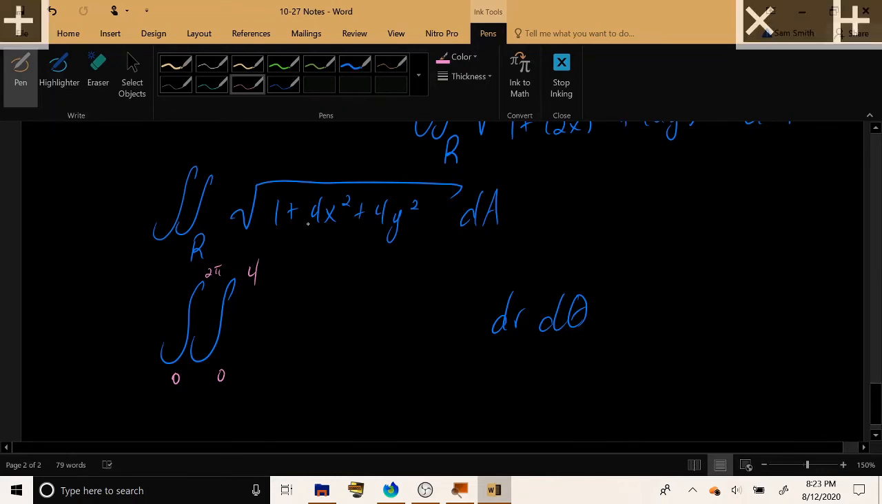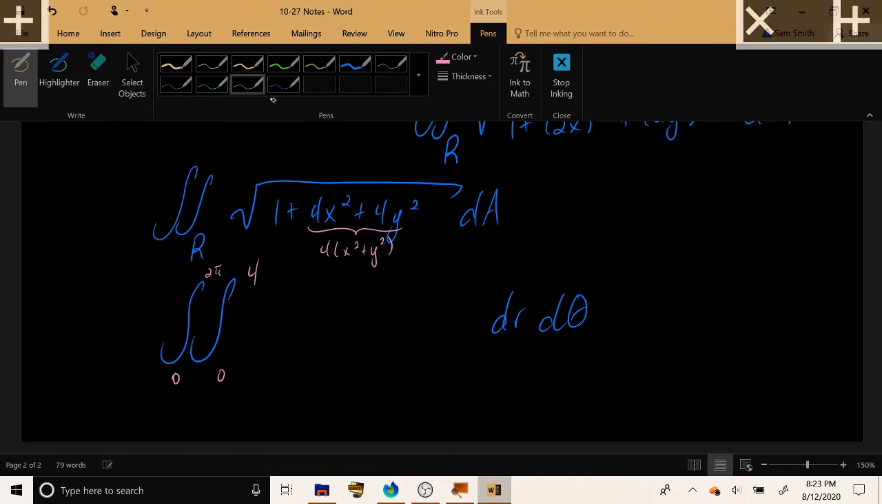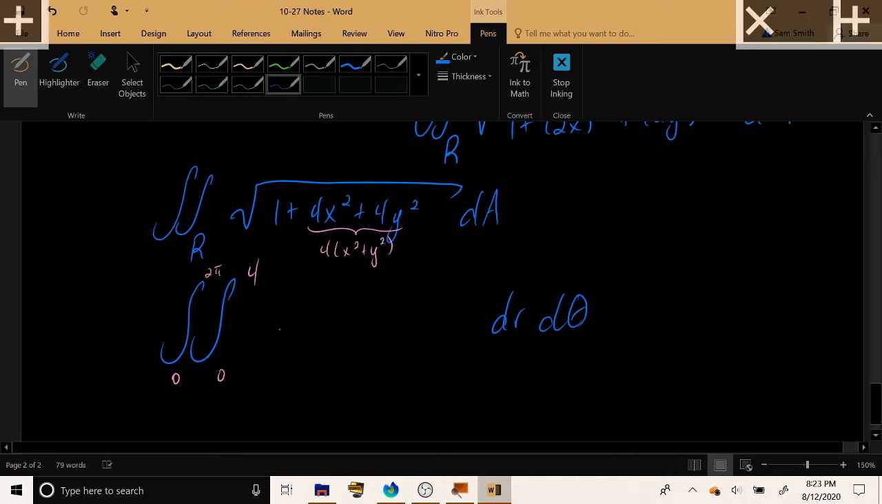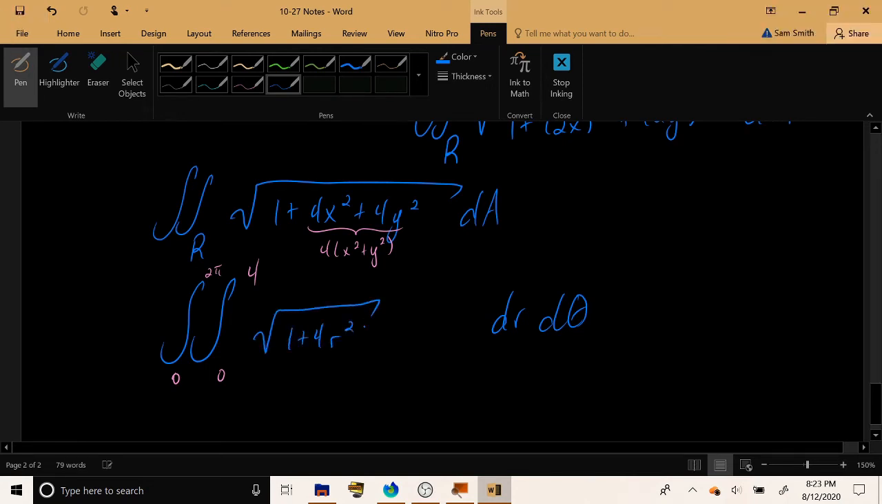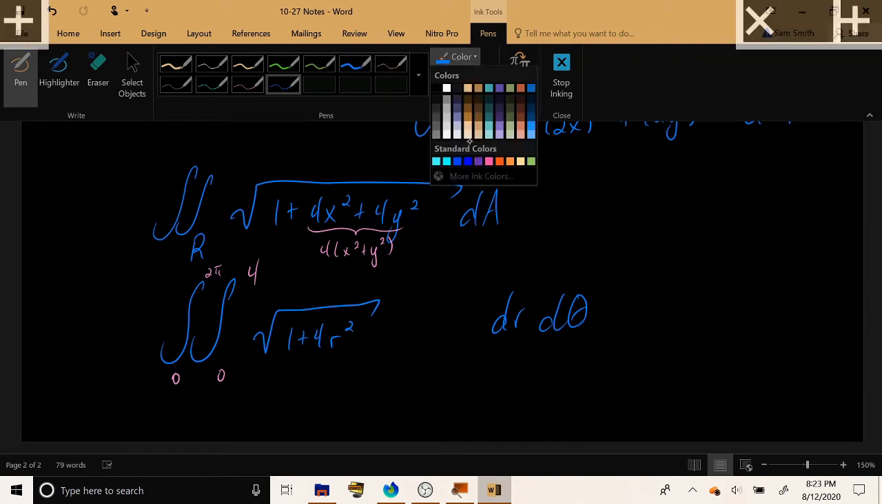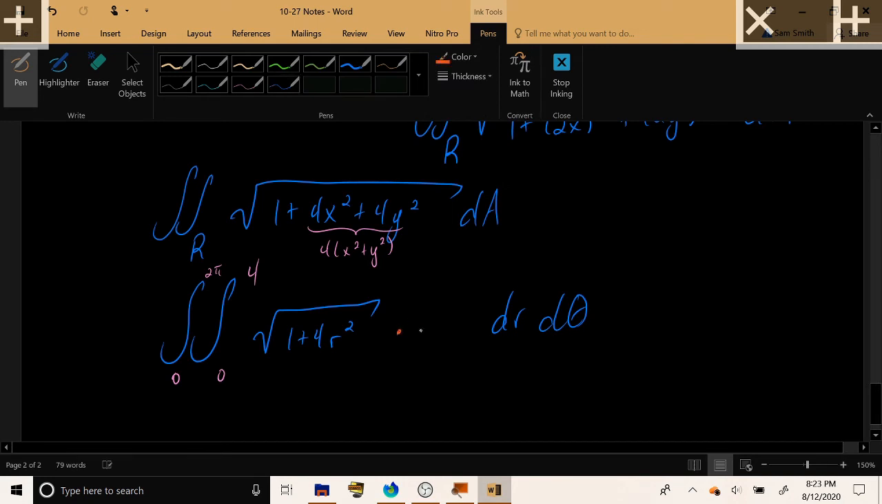Now, in the 4x squared plus 4y squared, I'm going to replace every instance of x squared plus y squared with an r squared. And what am I missing? I am missing, of course, that extra factor of r that comes anytime we want to calculate a polar integral.